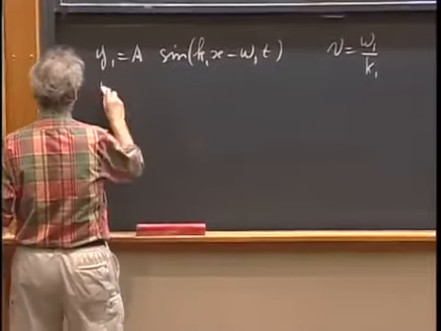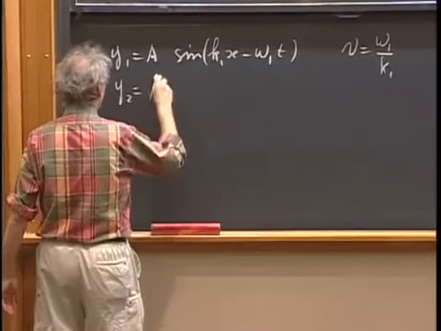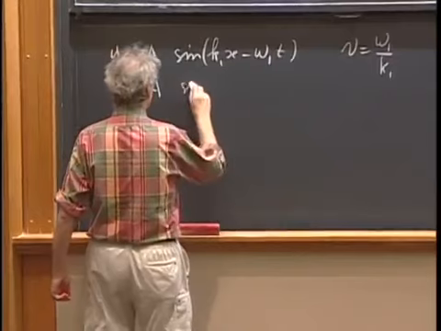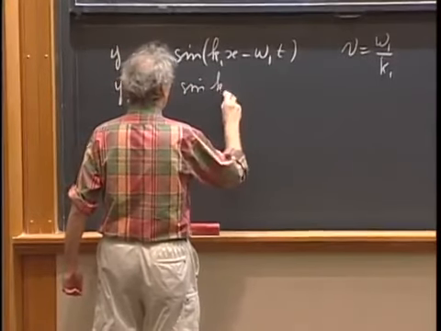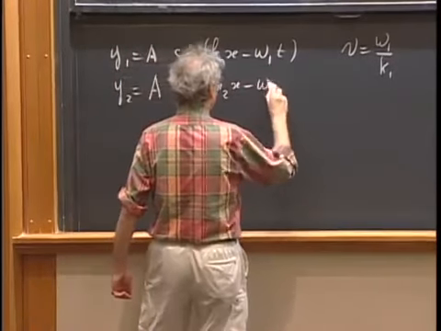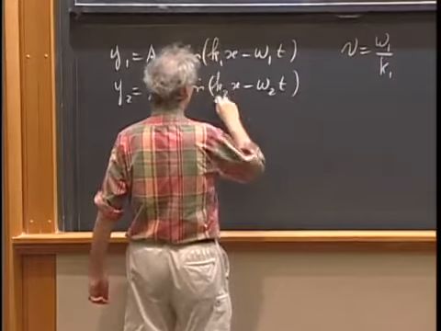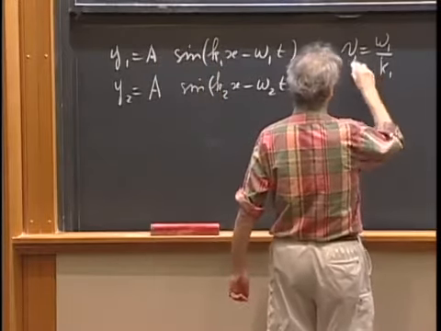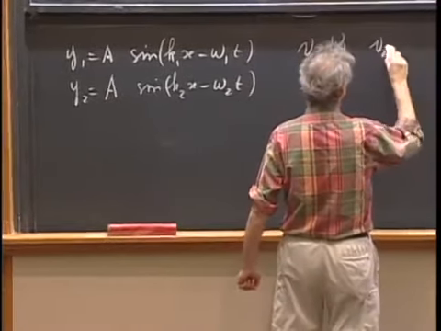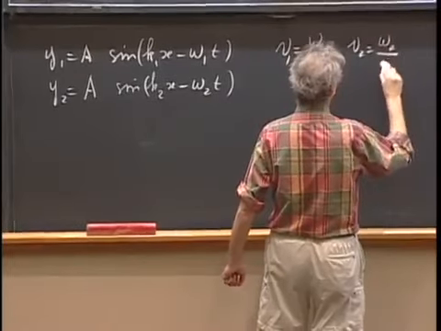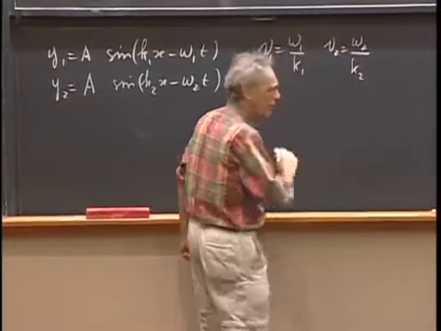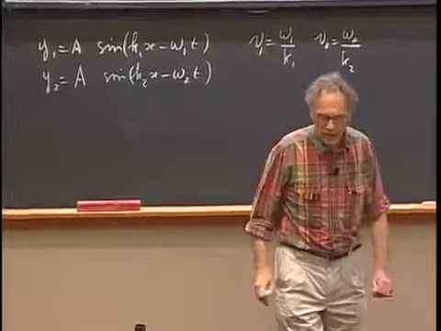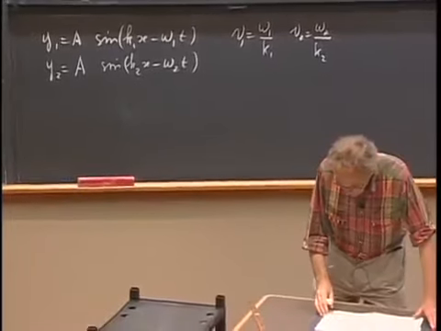And then I have a second one, which for simplicity I give the same amplitude, the sine of k2 times x minus omega 2t. And this is v1, and v2 is omega 2 divided by k2. And the two are not the same. If they are the same, then it is a non-dispersive medium, but they are not the same.